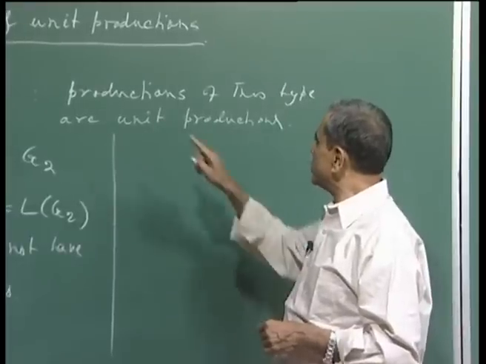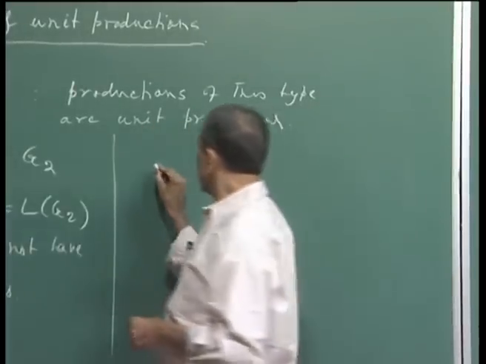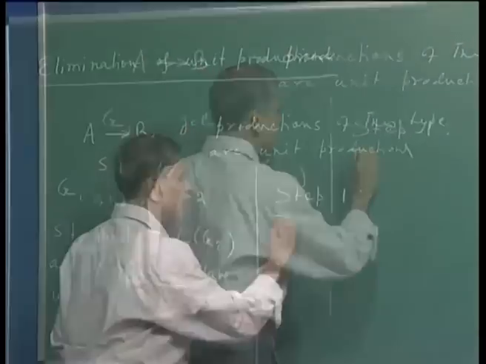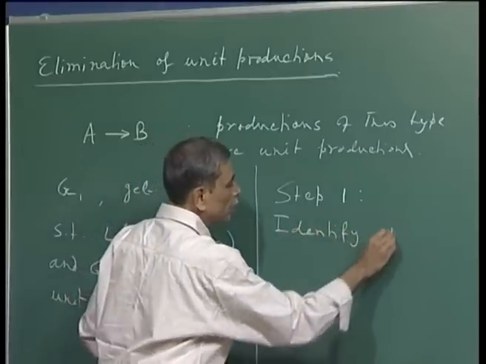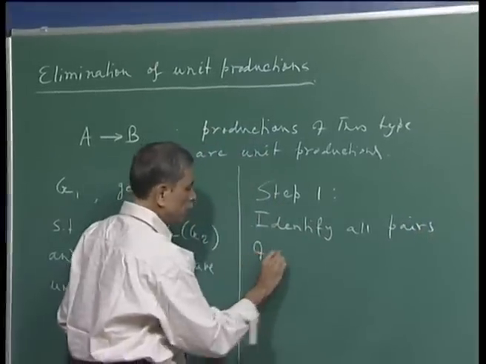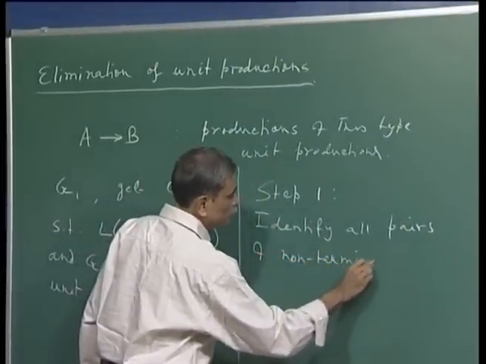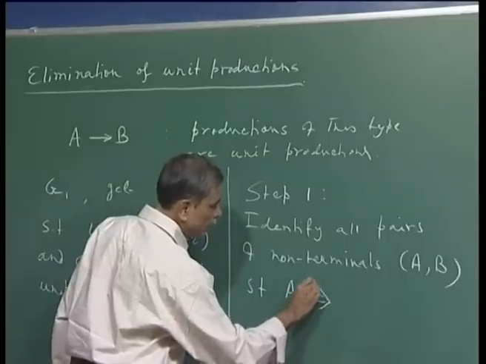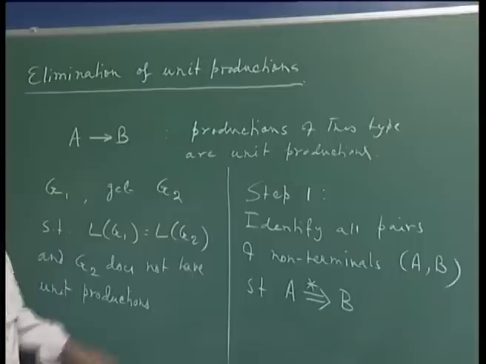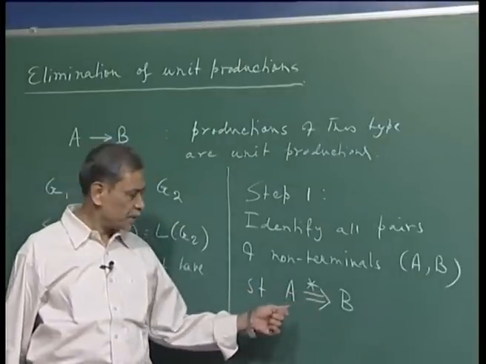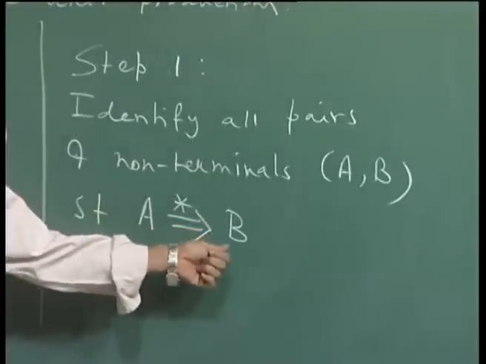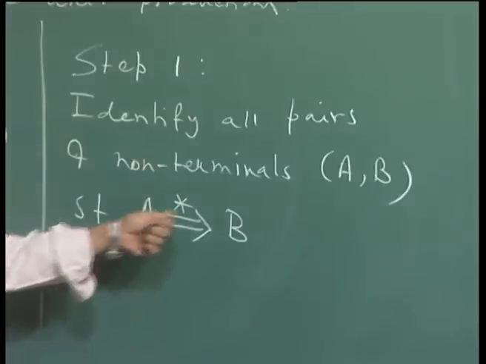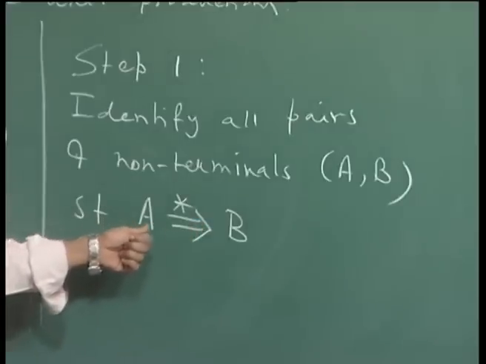Now, to remove all unit productions, step one is to identify all pairs of non-terminals A, B such that A derives B. Recall, this means that in one or more steps, from A you can go to B. Actually, we have used this for zero or more steps, that is, if you can go in zero or more steps from A to B, then we say that A derives B.